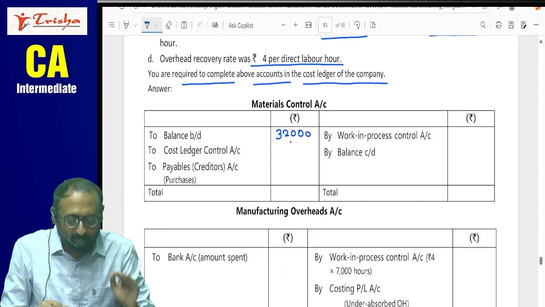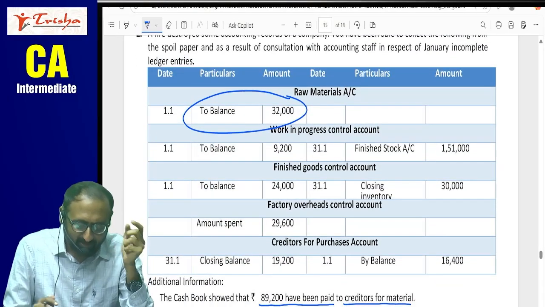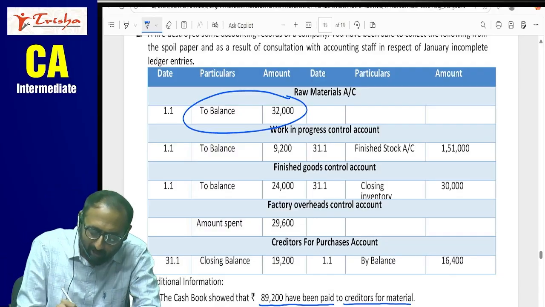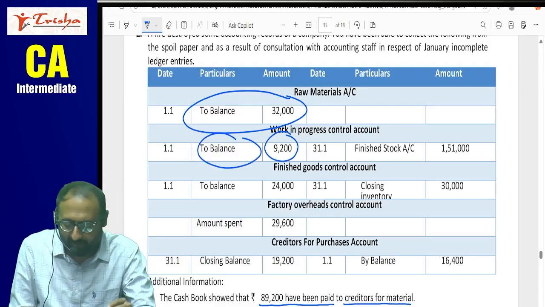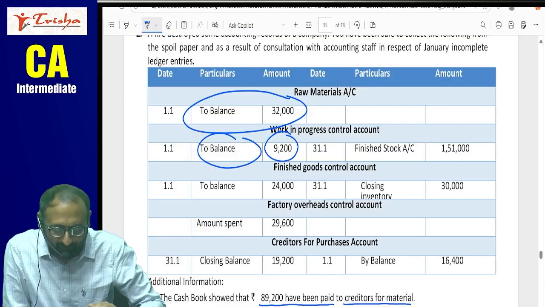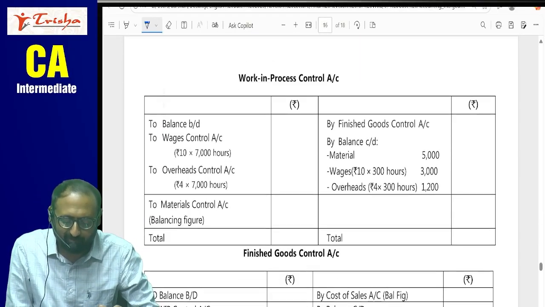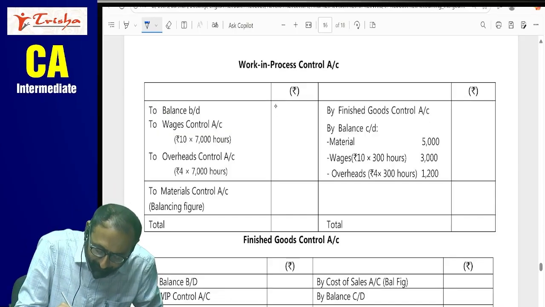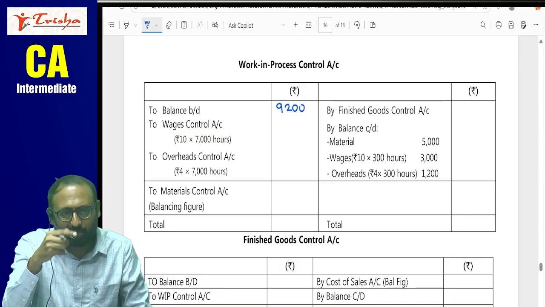Next one. Immediately, let's check, Sarji. The next account is the work in progress account. In the work in progress account, what have they given? Opening balance given, 9,200, and the amount transferred to finished goods is given. So I'll go to that work in progress account and write there, to balance brought down. How much is it? 9,200. And how much amount is transferred to finished goods?